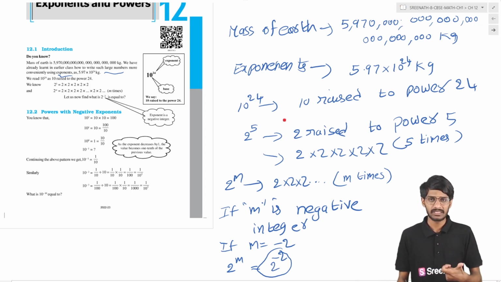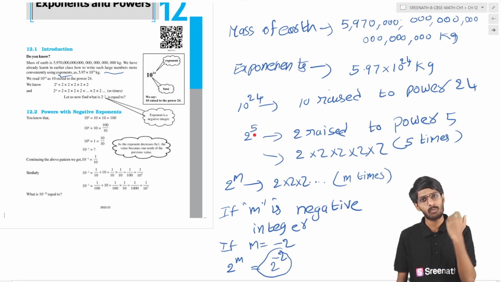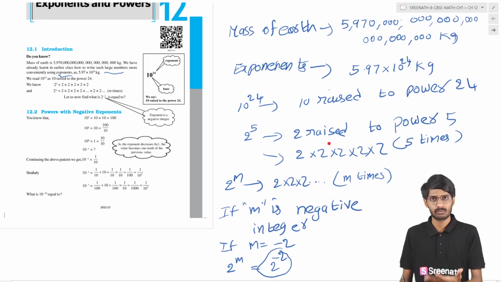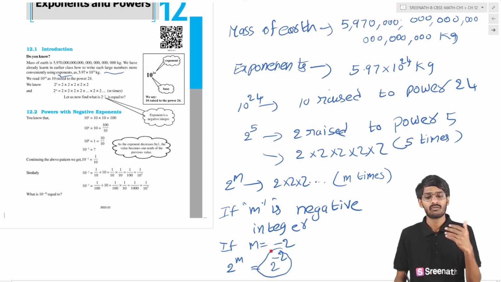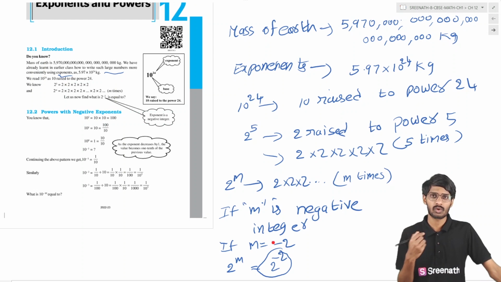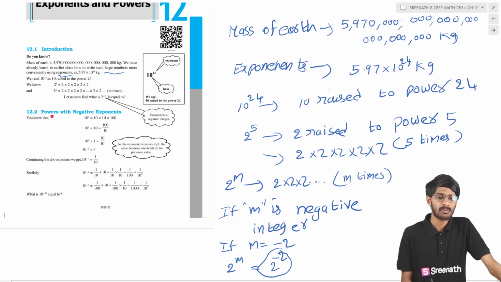Okay, we are familiar with the positive integers. Whenever there is a power of 5 or power of 10 or power of 24, whatever it may be, whenever it is a positive integer, we know how to write it and how to multiply it. Now we are going to learn, whenever the power is a negative integer, how to solve it, or what is the value of it. That's the thing we are going to learn now, students. So, powers with negative exponents.